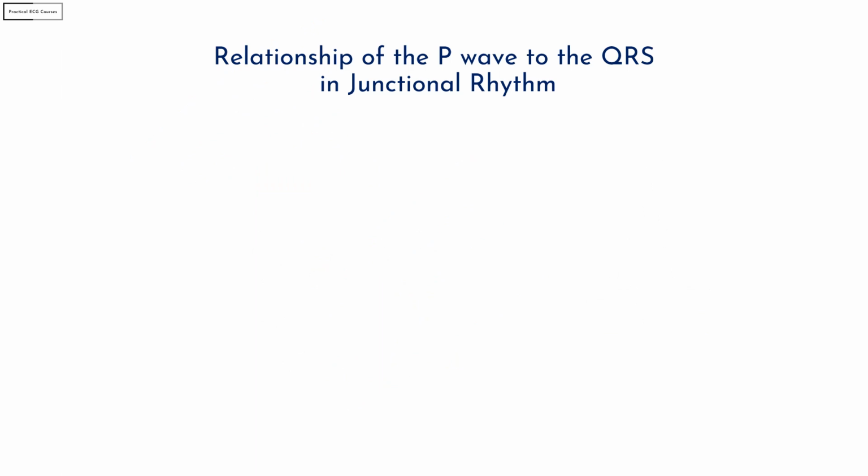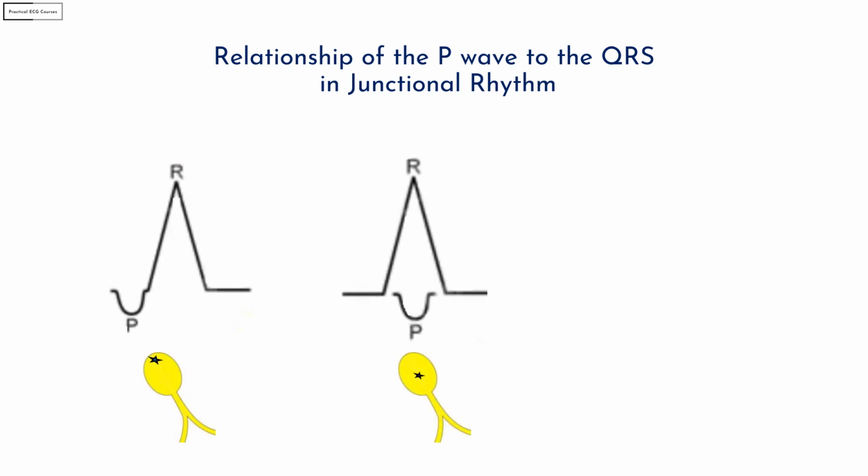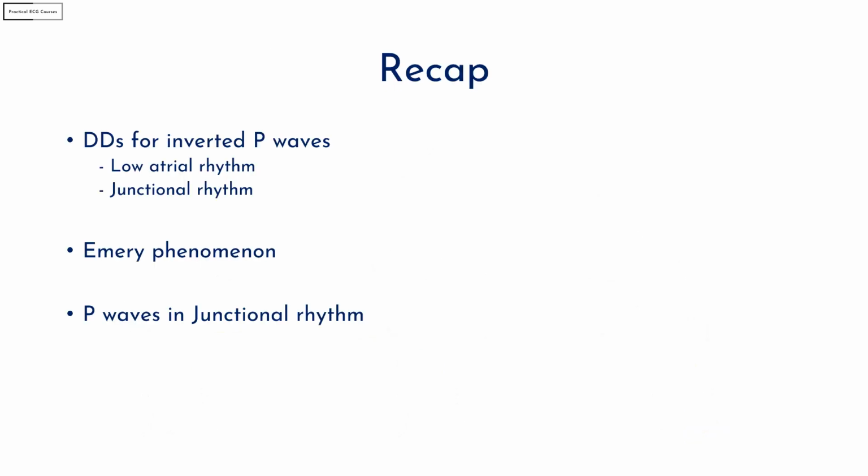So what is the relationship of the P wave to the QRS in junctional rhythms? It can be before the QRS, it can be within the QRS and therefore hidden on the ECG, or it can be after the QRS. So all three are possible. Junctional rhythms can have P waves before or after the QRS or have absolutely no P waves visible on the ECG. Let's recap what we have discussed today.